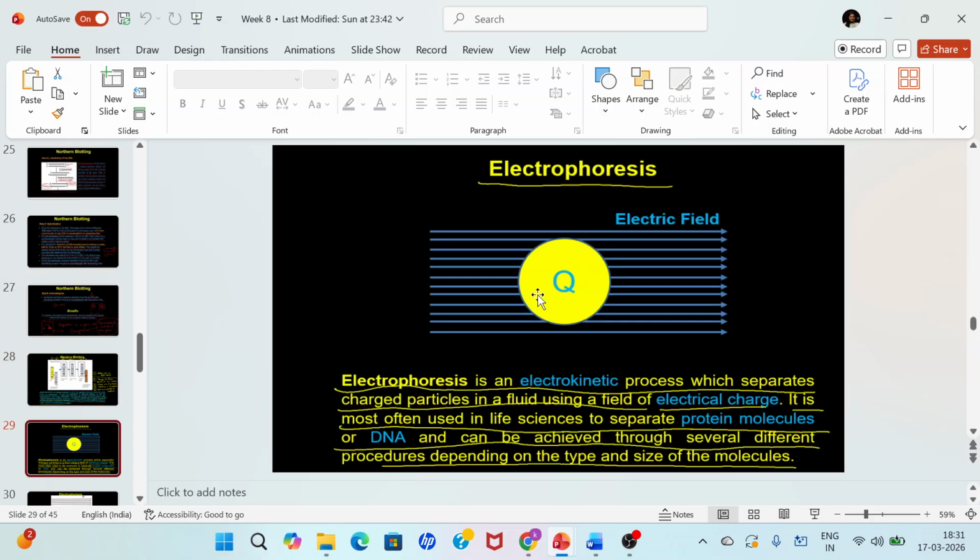So, what is electrophoresis? Electrophoresis is an electrokinetic process which separates charged particles in a fluid using a field of electric charge. It is most often used in life science to separate protein molecules or DNA, and can be achieved through several different procedures depending upon the type and size of the molecule. A particular electric field is provided in a particular direction so that the charged molecules can move accordingly and can be separated depending upon their size.